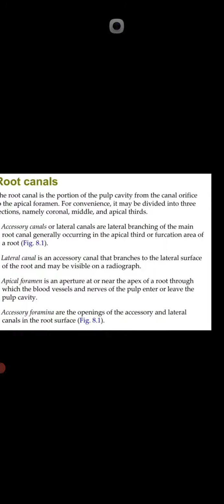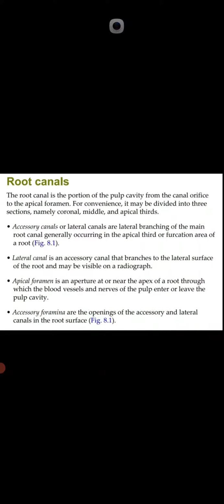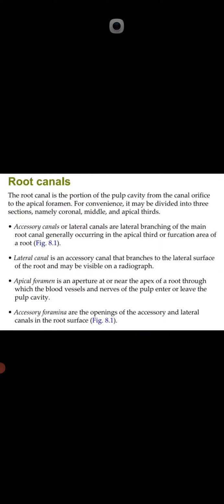Next is the accessory canal or lateral canal. In figure B, there is an accessory canal or lateral canal. What are these canals? Accessory canals or lateral canals are lateral branchings of the main root canal. These are the lateral branchings of the main root canal, generally occurring in the apical third or furcation area of the root. In the apical third or furcation area.